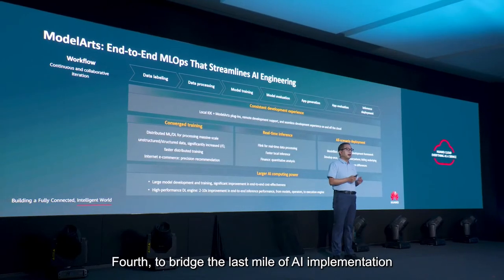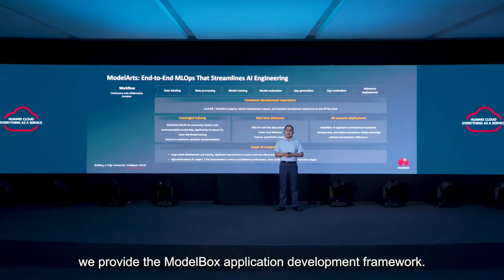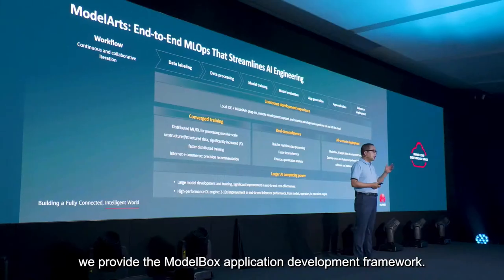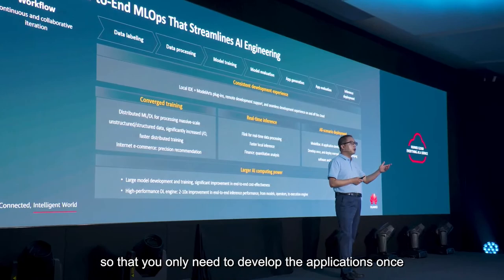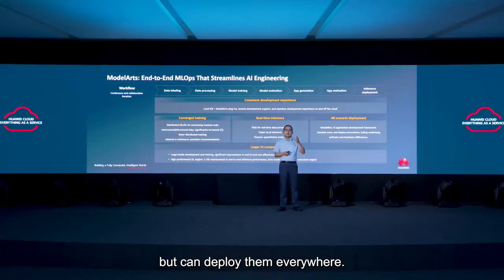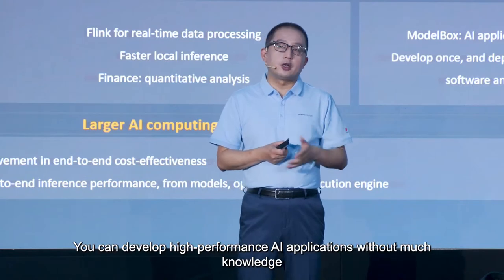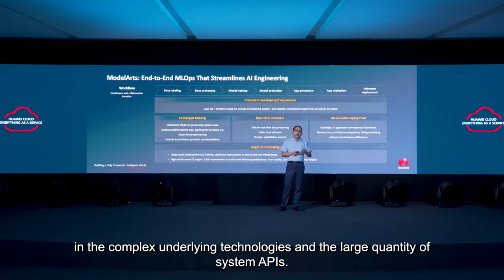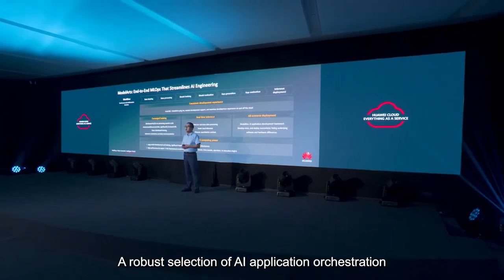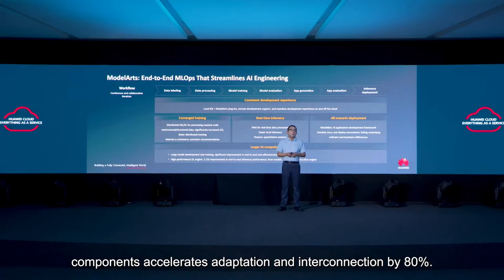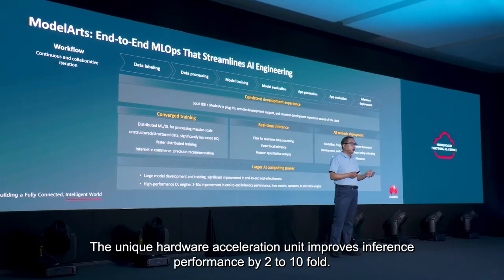Fourth, to bridge the last mile of AI implementation and accelerate AI inference deployment, we provide the ModelBox application development framework. This framework hides the differences in underlying software and hardware so that you only need to develop the applications once but can deploy them everywhere. You can develop high-performance AI applications without much knowledge of the complex underlying technology and a large quantity of system APIs. A robust selection of AI application orchestration components accelerates adaptation and interconnection by 80%. The unique hardware acceleration units improve inference performance by 2 to 10-fold.